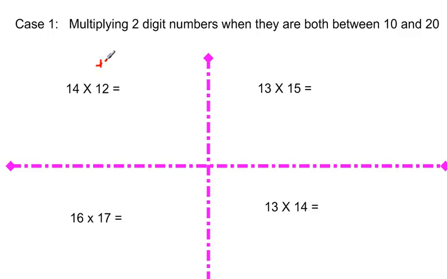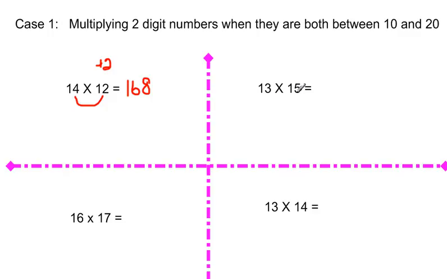So what I'm actually going to do is add 2 to the number 14, which lets me know that my first set of digits is 16. And then I'm going to multiply my unit digits. 4 times 2 is going to be 8. So when I take 14 and multiply it by 12, my answer is 168.